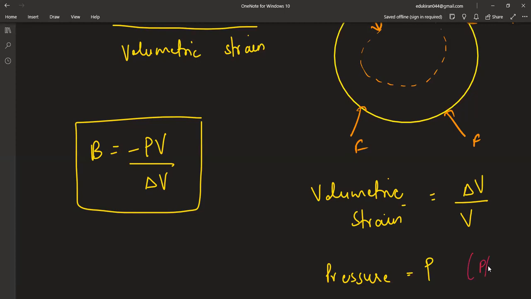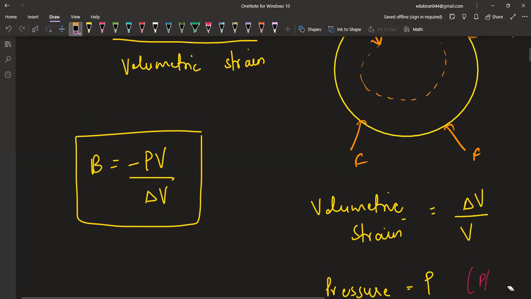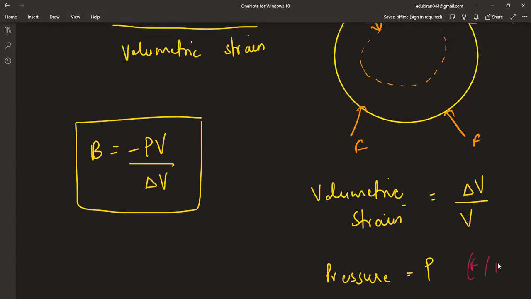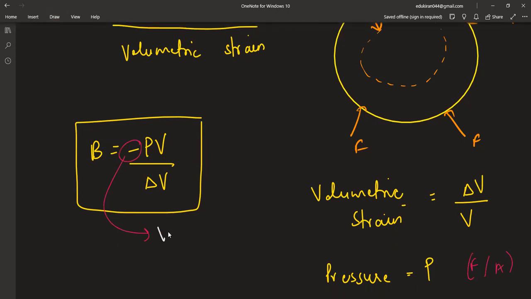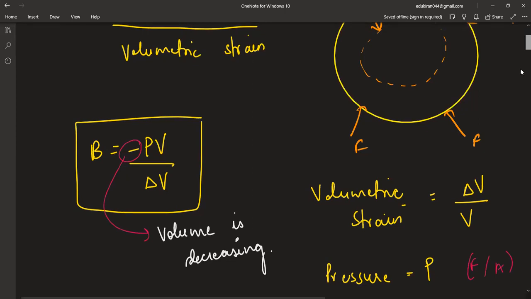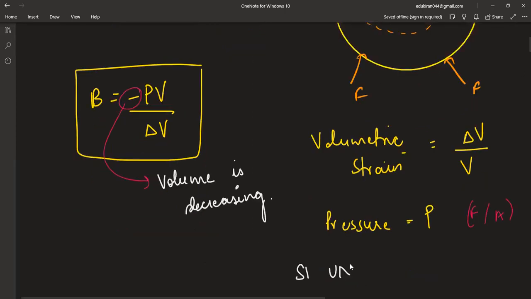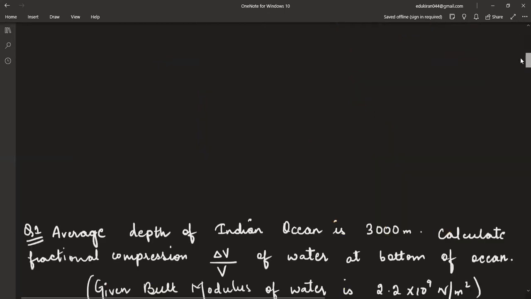We have pressure equal to force per unit area. So this negative sign is because the volume is decreasing. And here the SI unit will again be pascals. Okay, one more thing that we have is known as compressibility.